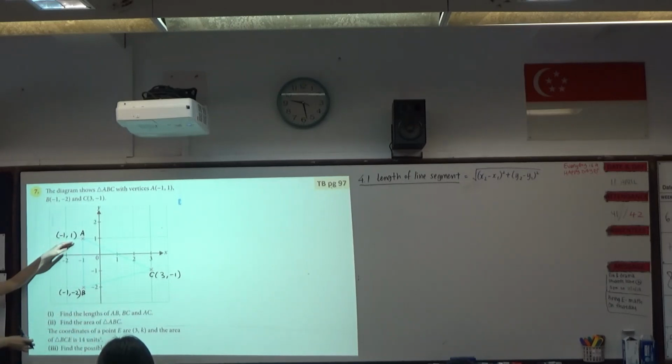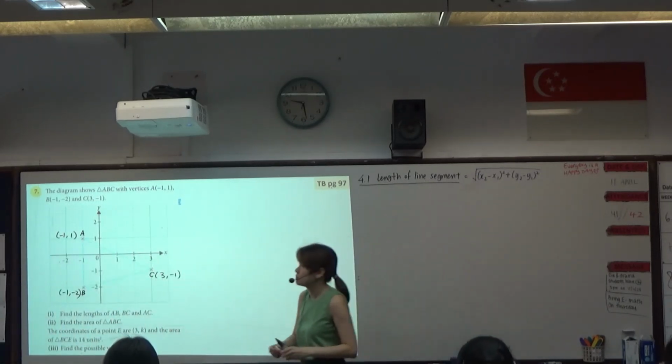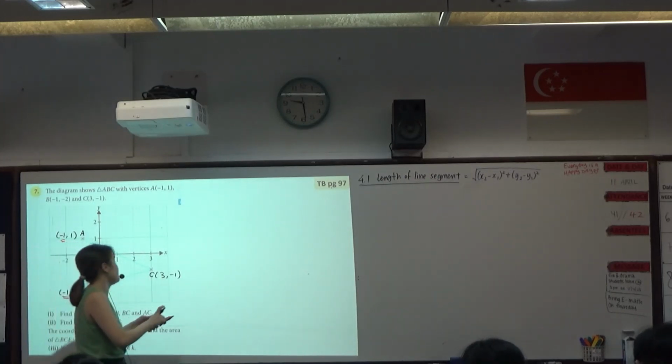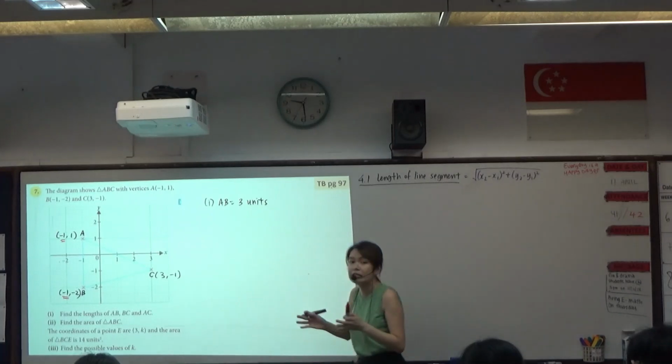So in part 1, for AB itself, there isn't a need for us to use the formula, because if you notice, it is a vertical line. Even if the diagram is not given, if you observe that the x coordinate is the same, it is going to be a vertical line, because vertical lines have the same x coordinate. So when it is a vertical line, you just have to take the difference in the y coordinates. Or in this case, since the diagram is given, you just count the number of units. So this is 1 unit, 2 units, 3 units. So AB will just be 3 units without any formula needed.